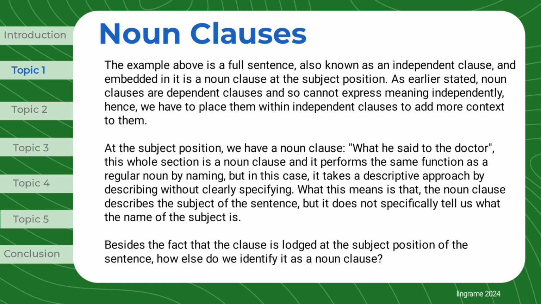This whole section is a noun clause and it performs the same function as a regular noun by naming, but in this case, it takes a descriptive approach by describing without clearly specifying. What this means is that, the noun clause describes the subject of the sentence, but it does not specifically tell us what the name of the subject is. Besides the fact that the clause is lodged at the subject position of the sentence, how else do we identify it as a noun clause?